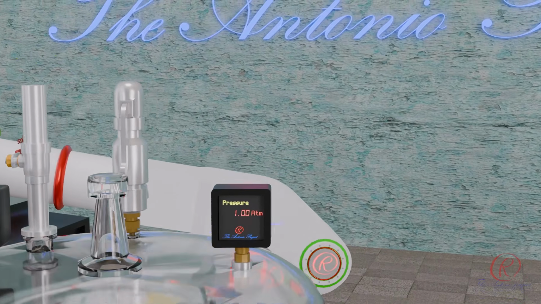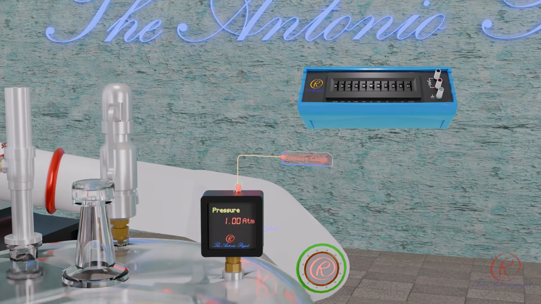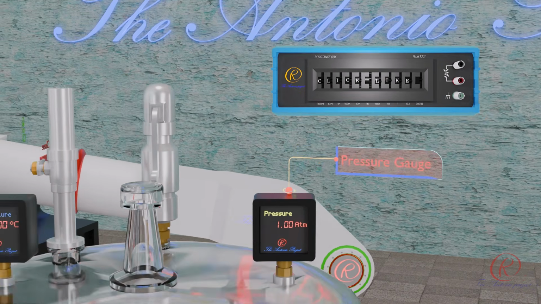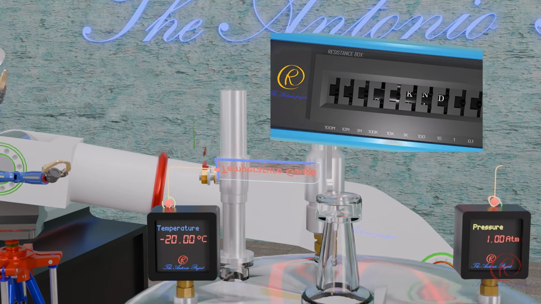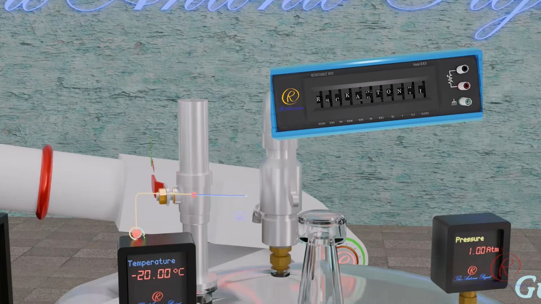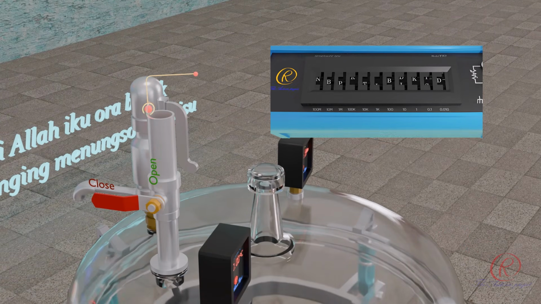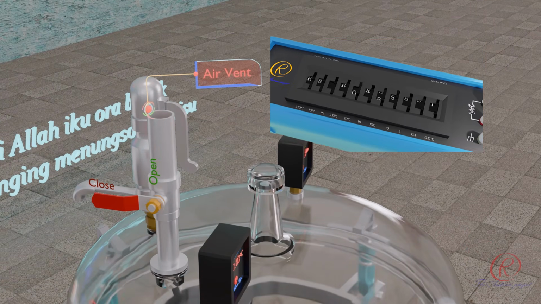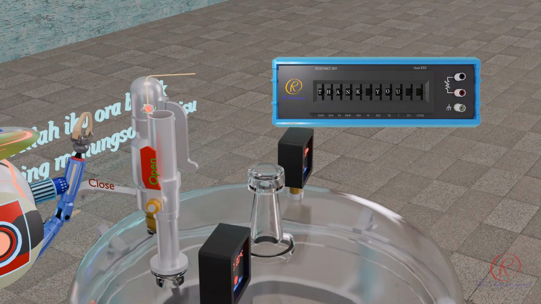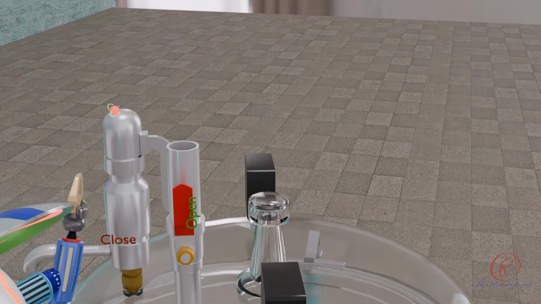The instruments attached to the kettle are as follows. Pressure gauge. It is to measure the pressure inside of the kettle. Temperature gauge. To measure degrees of temperature inside of the kettle. Air fan. To release the pressure from the kettle to maintain constant pressure. In this case, the air fan is set to open position to release pressure from inside the kettle.